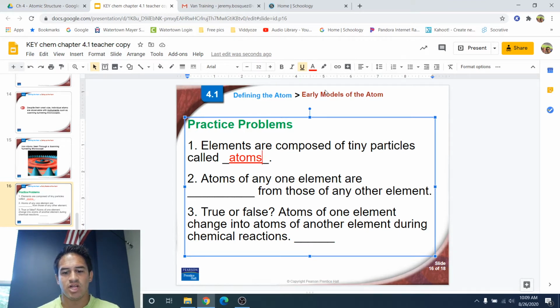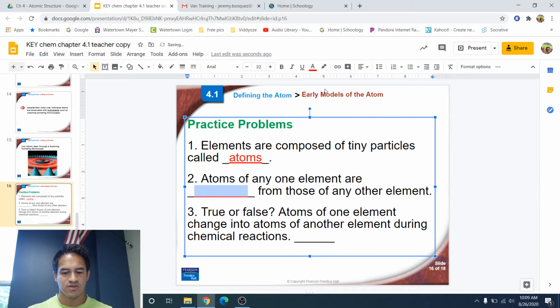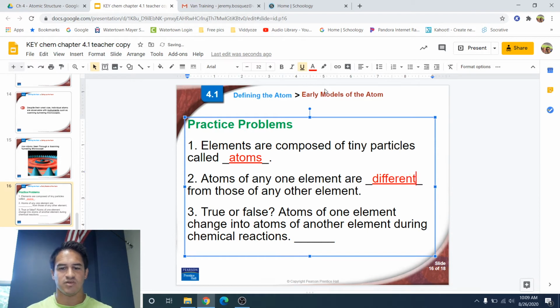Number 2, atoms of any one element are blank from those of any other element. So this was thought up by Democritus as well as John Dalton, but basically this is saying that atoms of any one element are different from atoms of any other element. And again, this still holds true today. We know that that is the case.